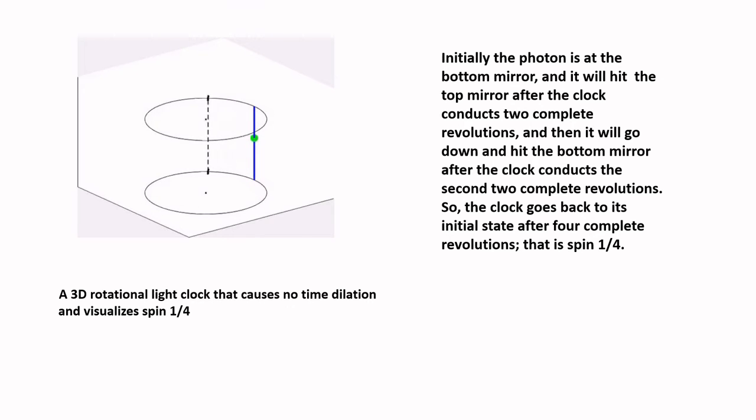Here it shows a three-dimensional rotational light clock that causes no time dilation and visualizes spin 1/4. Initially, the photon is at the bottom mirror and it will hit the top mirror after the clock conducts two complete revolutions. And then it will go down and hit the bottom mirror, and after the second two complete revolutions, the clock goes back to its initial state after 4 complete revolutions.